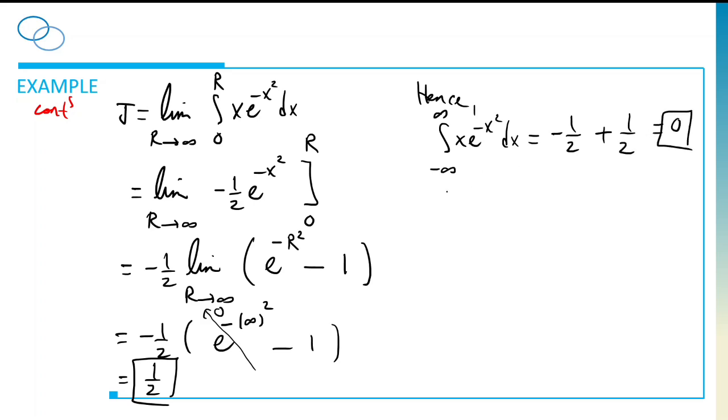So we can say it converges to 0. So this overall integration converges to 0. Okay, great. So now we see this section is really a heavy one.